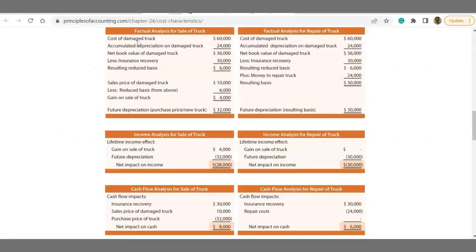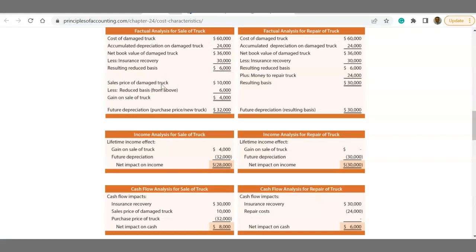Here it says cost of damaged truck is $60,000. Accumulated depreciation is 40%, which is $24,000. Book value is $36,000. Insurance recovery is $30,000. So it's resulting in a reduced basis of $6,000. Because the insurance company paid them $30,000, that payment will reduce the basis all the way to $6,000.